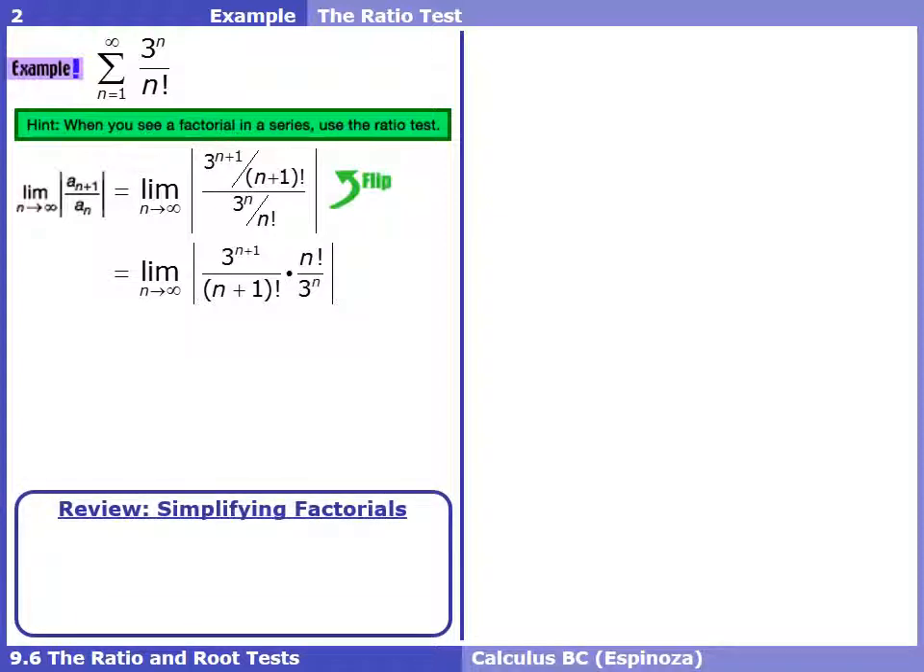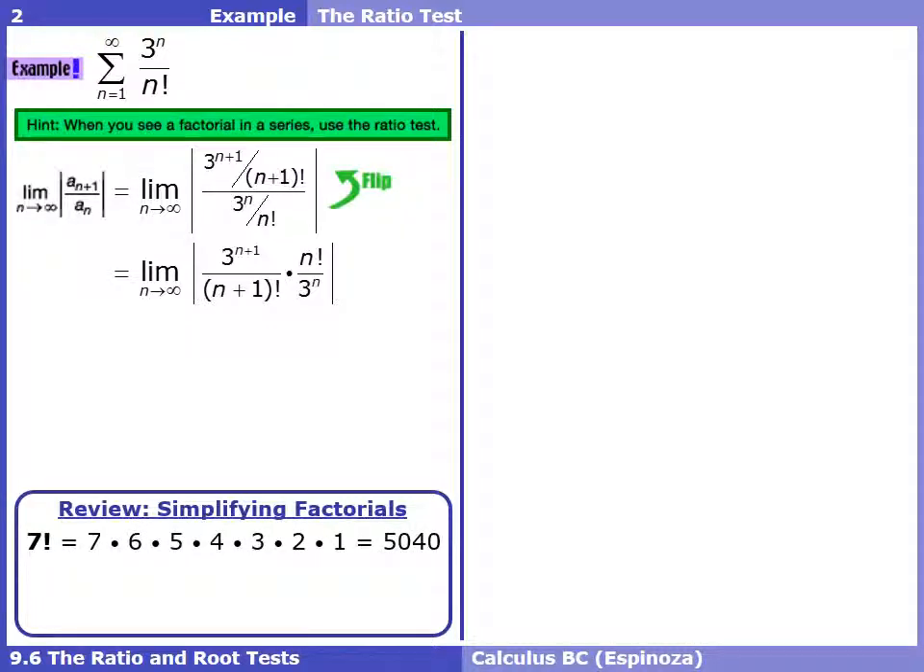What we need to do is review something back from 9.1. Even though 9.1 really wasn't an AP test kind of section, there were several things we went over that got us ready for infinite series. One of those things was a review of simplifying factorials. So here's your quick review of simplifying factorials.